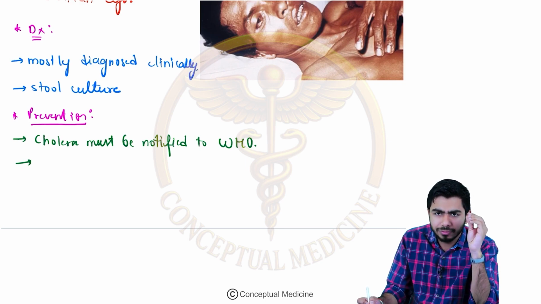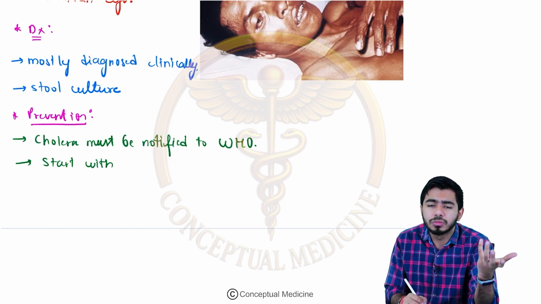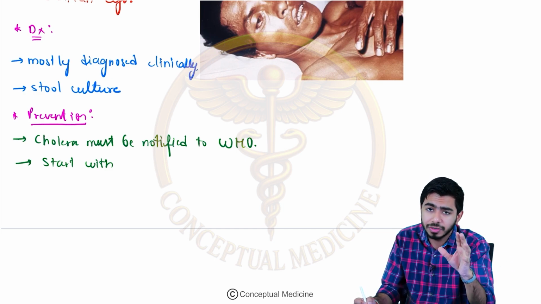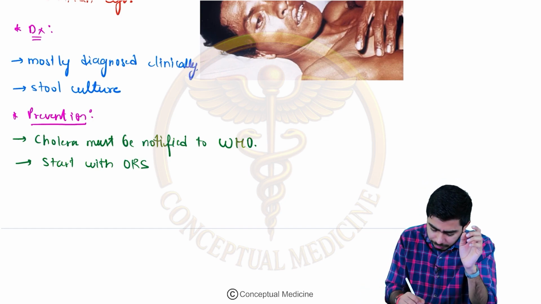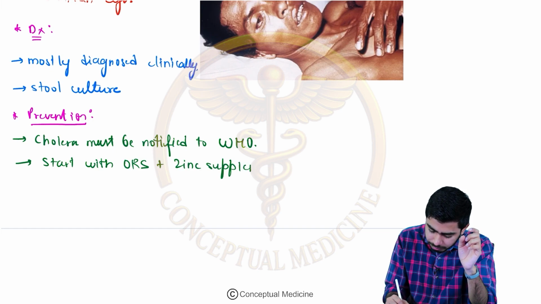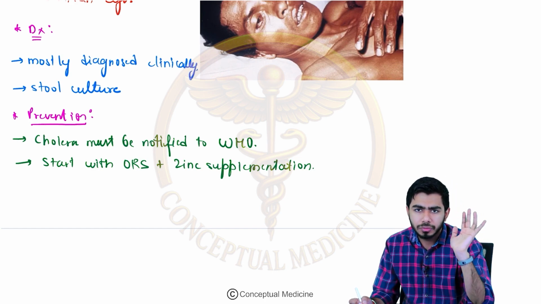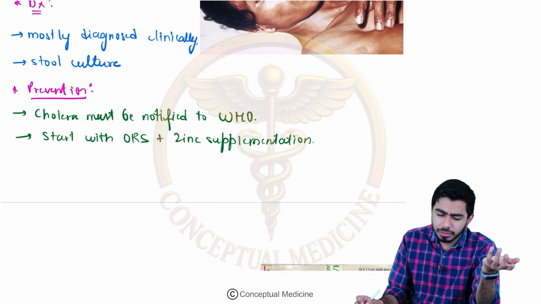The second point is that if a cholera patient comes to us, we will start them with oral rehydration solution, because we know that dehydration is seen very commonly in these patients. So dehydration is very, very important. We start with oral rehydration salts, ORS, which is very important. With that, we can give zinc supplementation. Zinc supplementation helps in the absorption part in the intestine, because malabsorption can be seen in these kinds of patients.